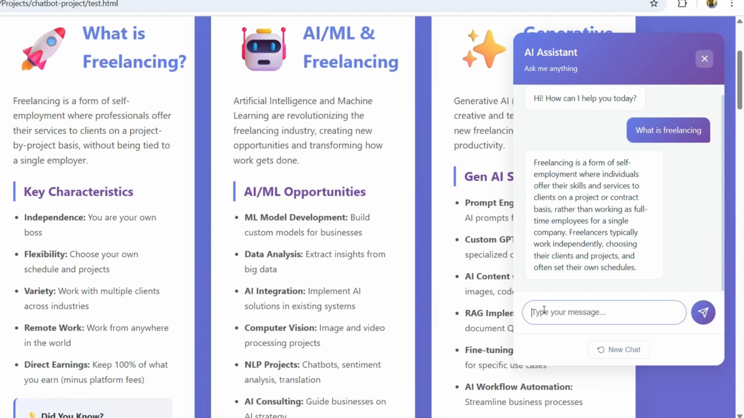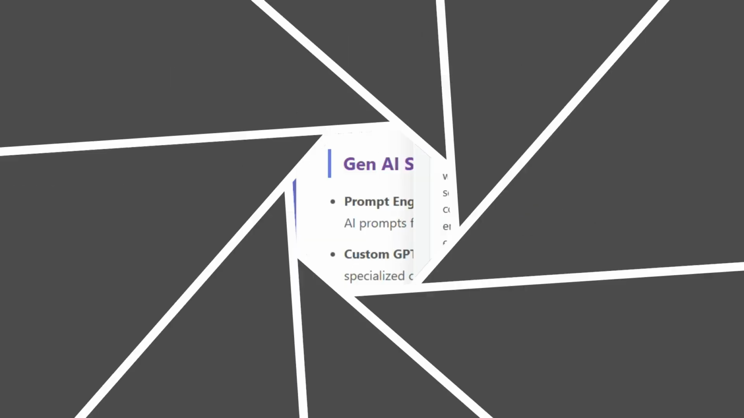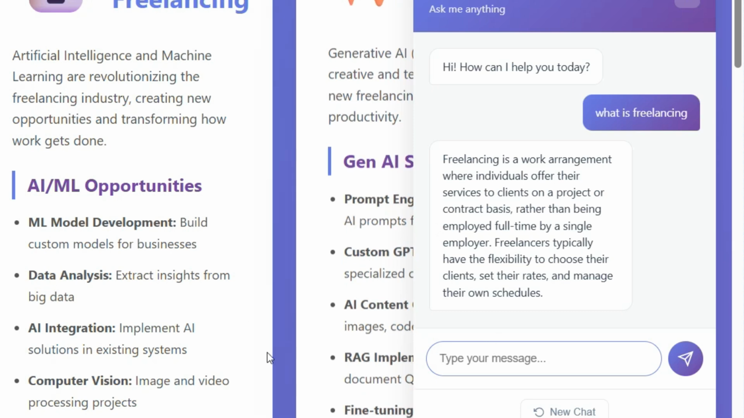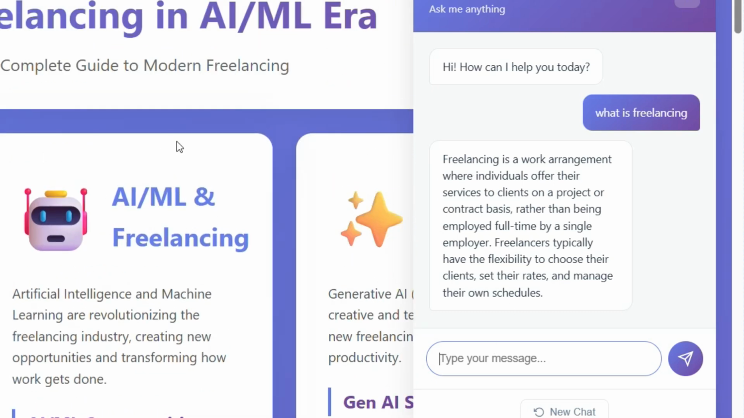Now you can ask, what is freelancing? Freelancing is a work arrangement where individuals offer their services to clients on a project or contract basis rather than being employed full-time by a single employer. Freelancers typically have the flexibility to choose their clients, set their rates and manage their own schedules. For the rest of the questions, let's see how it has been done.